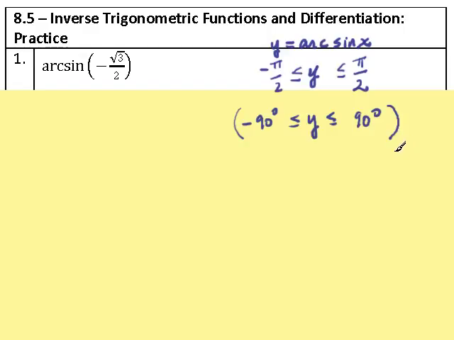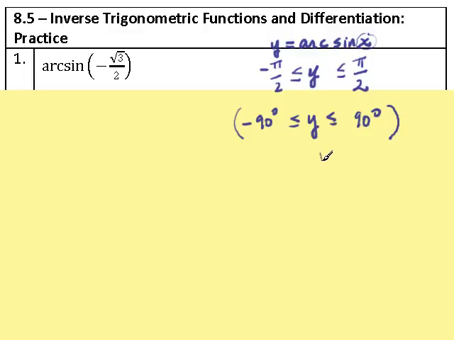In section 8.5, we're going to work with inverse trig functions, starting with y equals arc sine x. Y is equal to the angle whose sine is this value, and y must be in this range between minus pi over 2 and pi over 2. That's the range of arc sine x. Or in degrees, that would be between minus 90 degrees and 90 degrees.